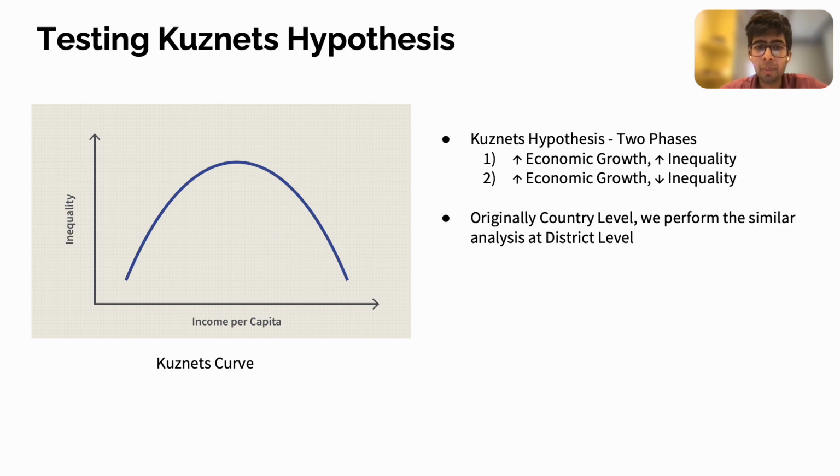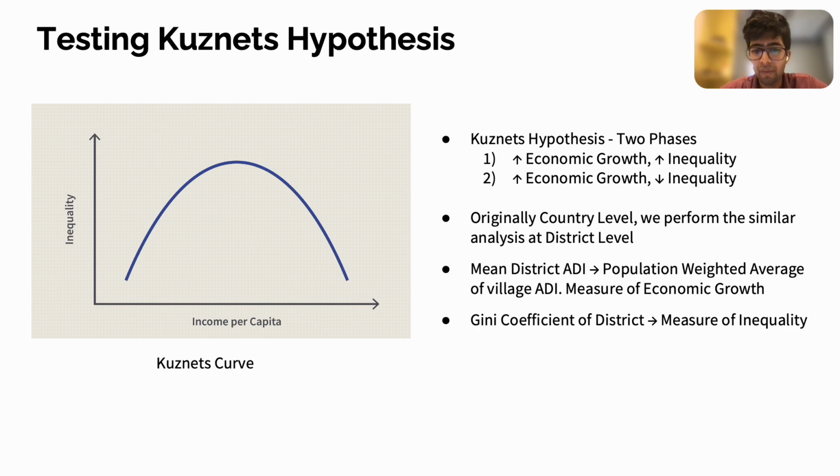While the original hypothesis was framed at country level, the core idea was the interplay between economic growth and economic inequality. We wish to study this interplay at district level. For that, we use mean district ADI, which is the population weighted average of village ADI as the measure of economic growth, and Gini coefficient of district as the measure of economic inequality.